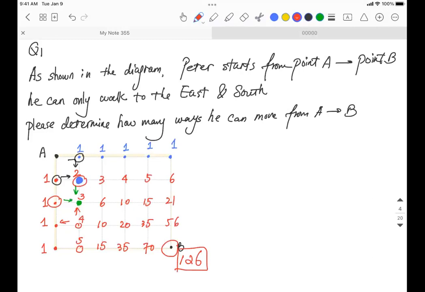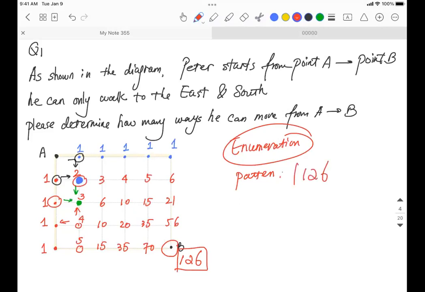You see? This is our enumeration. Enumeration means you need to find out a pattern. The pattern is basically to add those two numbers from the adjacent two points, adding them together, and you get what you need. So easy, right? So therefore, 126 ways. So far, so good. I think this is a very easy problem, right?